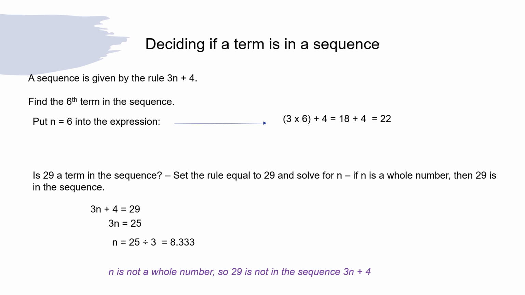You may be given the nth term and asked if a certain value is in the sequence. The trick here is to set the expression equal to that value and solve it to find n. If n is a whole number, the value is in the sequence. It might be even easier to decide if a number is in the sequence or not. For example, if the sequence was all odd numbers, there is no way an even number could be in the sequence.